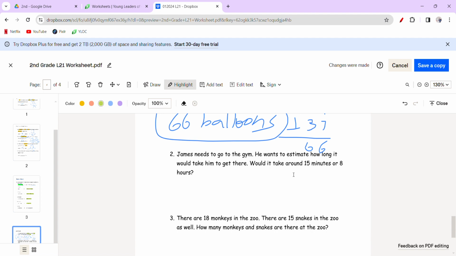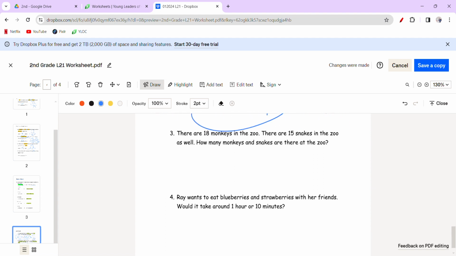James needs to go to the gym. He wants to estimate how long it will take him to get there. Would it take around 15 minutes or 8 hours? When we compare these, 15 minutes and 8 hours, which one is more reasonable? Going to the gym should not take you 8 hours because then coming back would already be 16 hours. So this would be more reasonable.